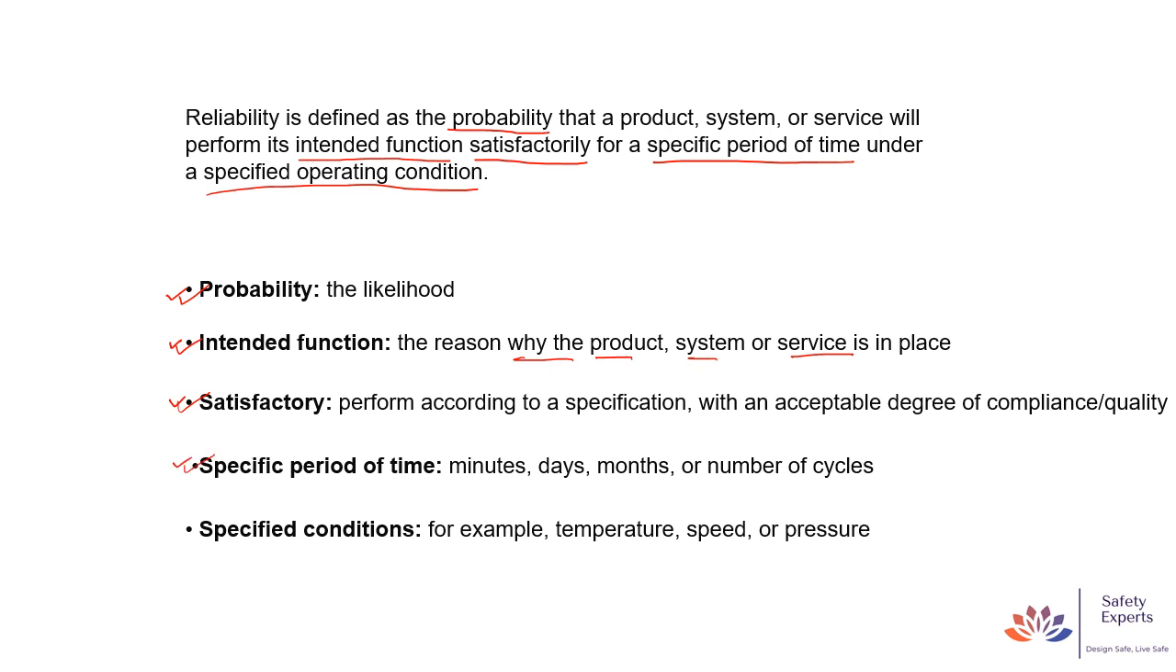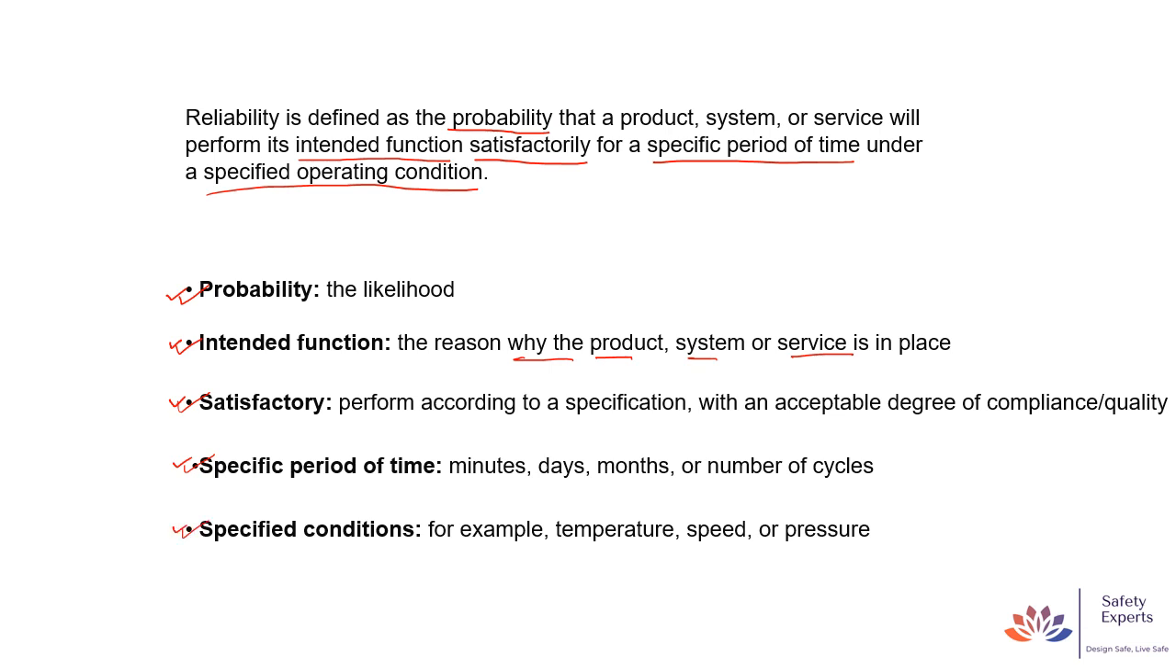Then specific period of time. What is meant by that? Every machine is designed for a life, right? A machine cannot work for infinity, right? It will work for a specified period of time. For example, the washing machine may work, say, 10 years. After 10 years, the manufacturer cannot guarantee its performance. So the reliability is also dependent on the time.